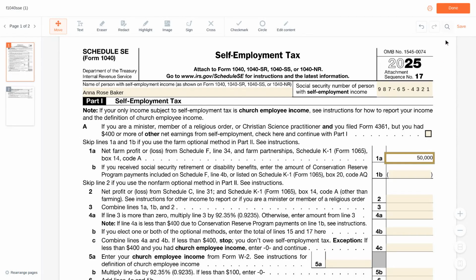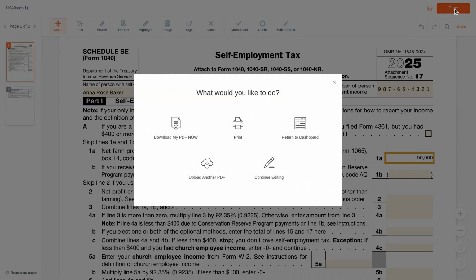Remember to carry the deduction for 1/2 of your self-employment tax to Schedule 1. It reduces your income tax, even though it does not reduce the self-employment tax itself.